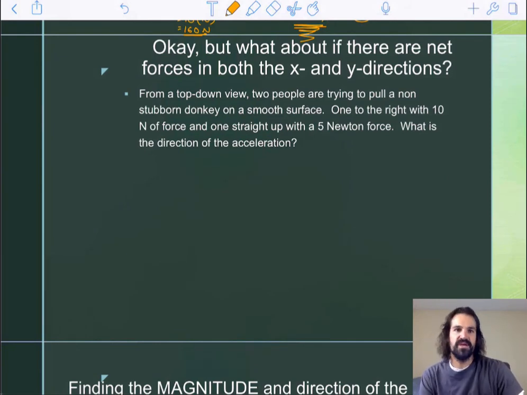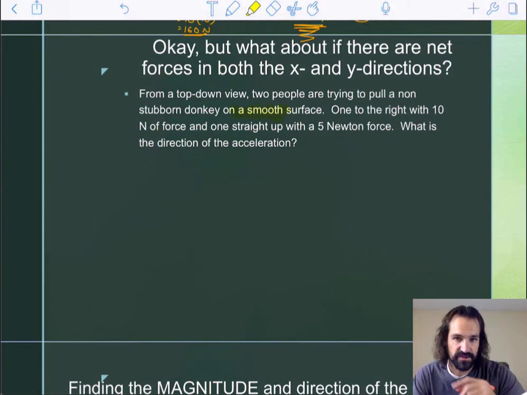So let's look at this example problem. From a top-down view, we have two people trying to pull a non-stubborn donkey, which means he's not resisting. He's just going to go with whatever they pull along a smooth surface. And I'm going to highlight smooth surface because I know that's saying, hey, friction equals 0.